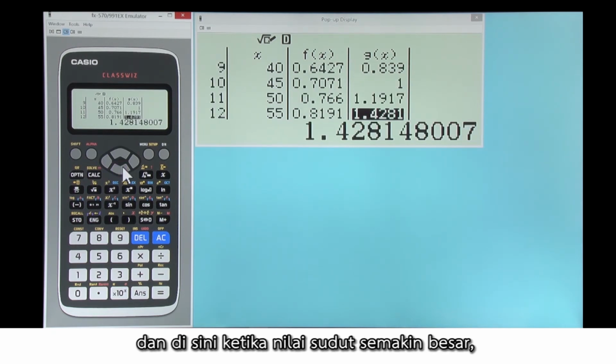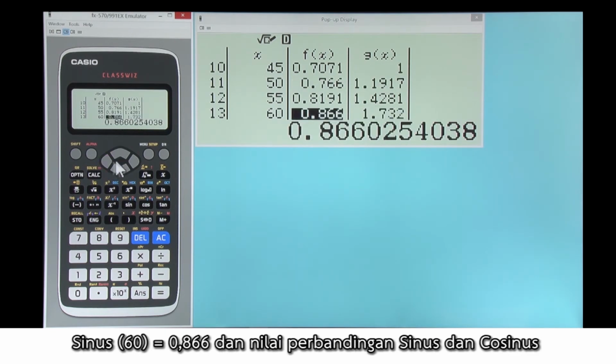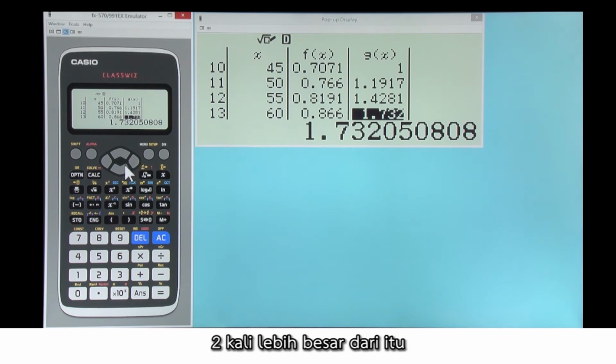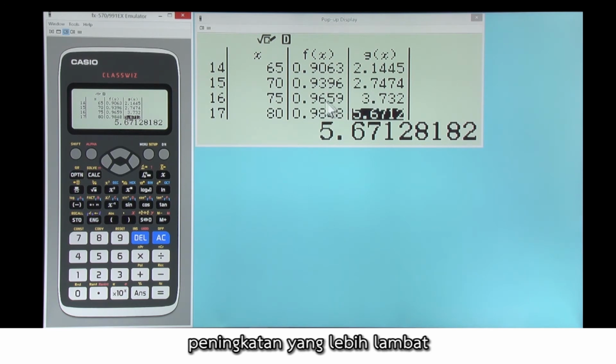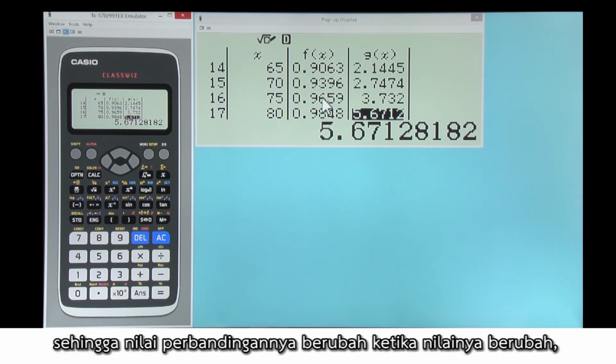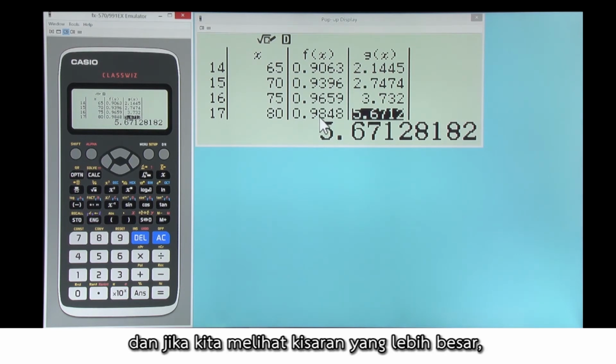And here, as the value of the angle gets larger, the sine of 60 is 0.866, and the ratio, the sine over the cosine, is twice as large as that, and so on. You can see the values in this column are increasing, where these are increasing much more slowly. So the ratio changes as the values change.